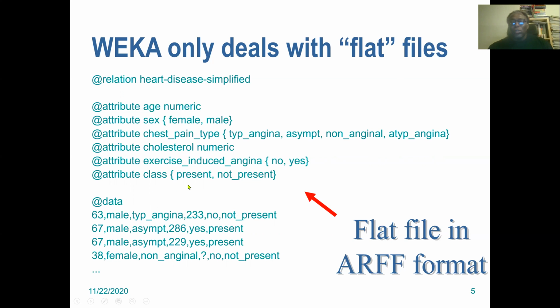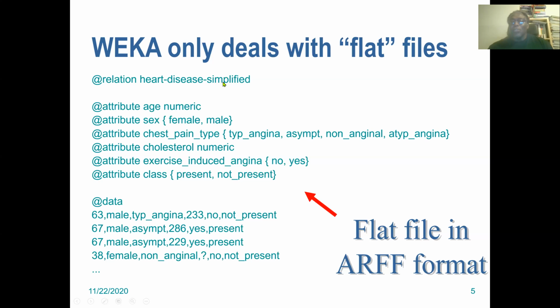I can use any simple text editor, such as WordPad or Notepad if I'm using Windows. I'll start with the keyword @relation. Some of us took a database class before, so we know the meaning of relation is a table. If you understand relational database systems, the keyword @relation means the name of the file. So @relation, then whatever the name of the file is. In this example, the name of this file is heart disease simplified.